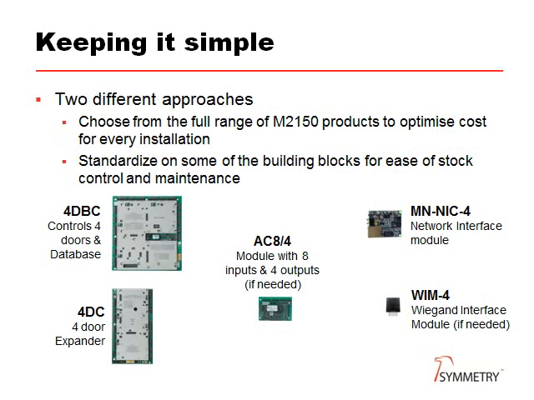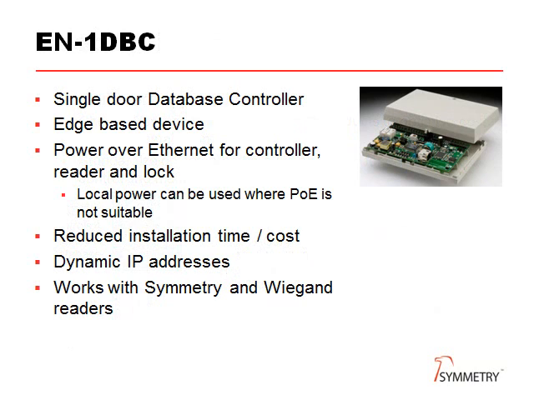To keep it simple, we would recommend that you start with the 4DBC and a NIC card, and maybe the 4DC, as these are all you need to build small to medium-sized systems. If your customers particularly want to use Wiegand readers, you could include the WIM card. The AC8/4 allows you to add some inputs and outputs if needed.